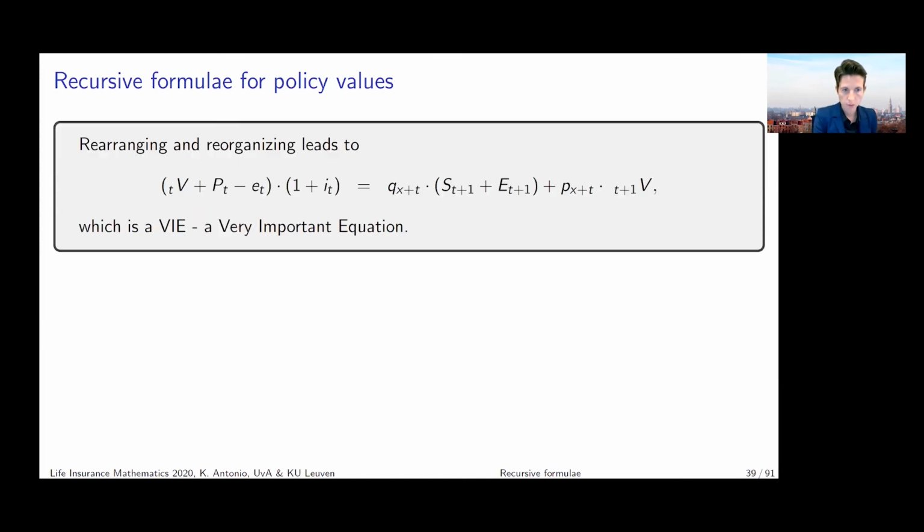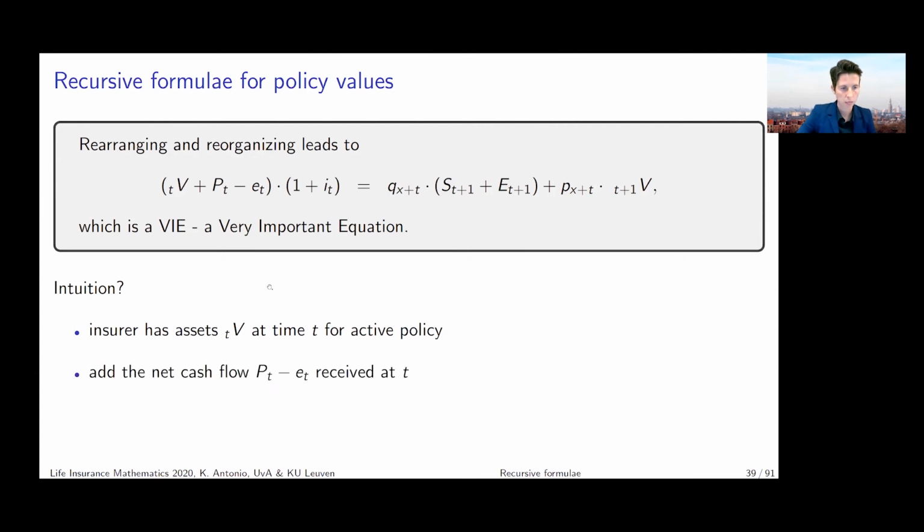expression. So if we keep it in this particular form, what we can then say is that if we look at the left-hand side, let's start from there, we know that the policy value at time t, that's the amount of capital, or these are the assets that our insurance company is holding at time t for an active policy, for a policy that is still ongoing at time t. So at time t, next to the assets that the insurance company is already holding at that time, our insurance company will receive a net cash flow income that is equal to the premium minus the expense, right? That's the cash flow that is coming in at time t. So we add that to the assets that we're already holding at time t.